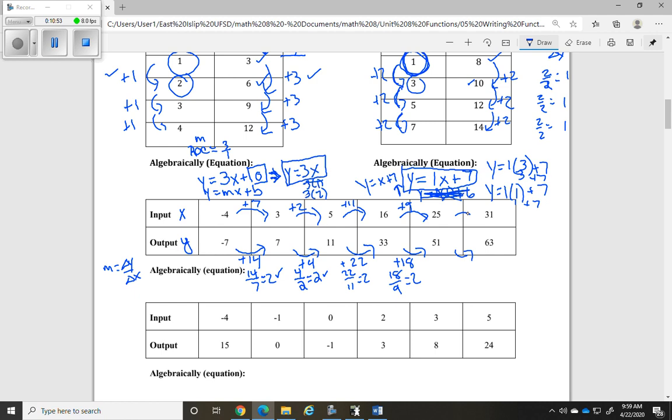And finally, 51 to 63. This goes up 12. This goes up 6. 12 over 6 is 2. It's linear. The rate of change is 2. So y equals 2x plus, and now this is what I have to fill in.